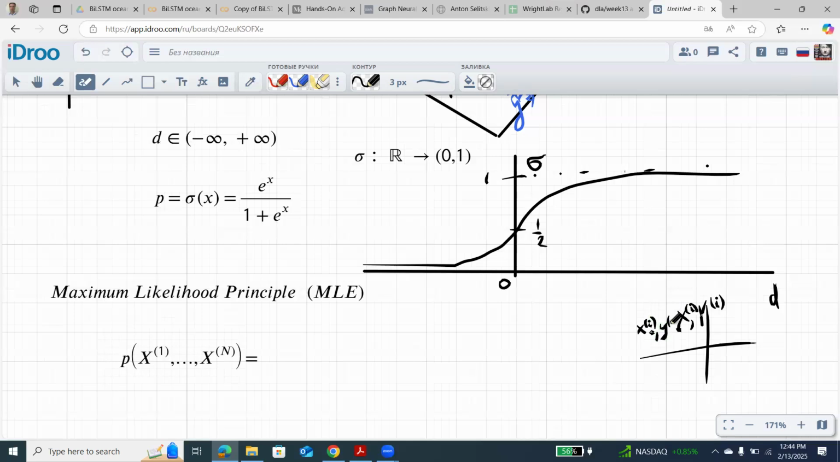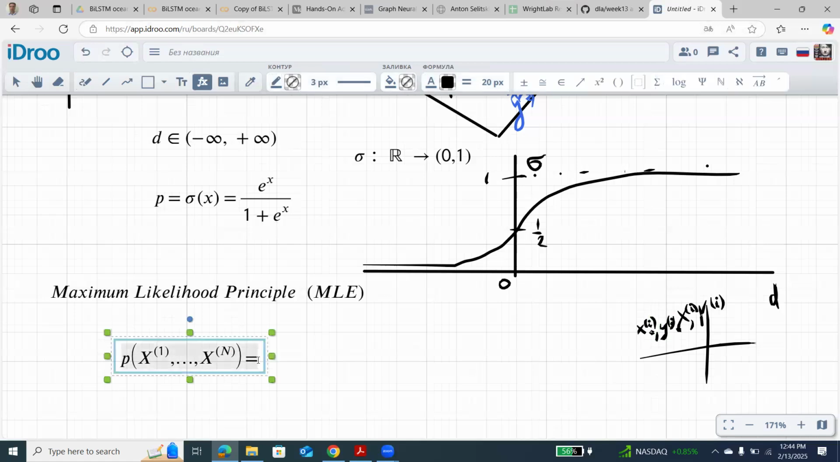So it means that we assume that behind our data there is some distribution, which we don't know. And if we look at the joint distribution of our points, and we assume independence, then joint distribution will be just a product of probabilities.